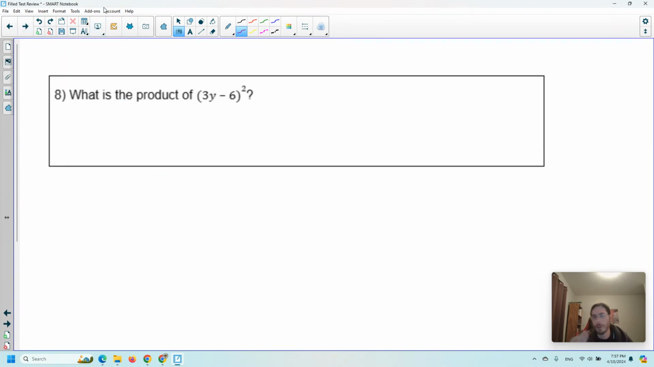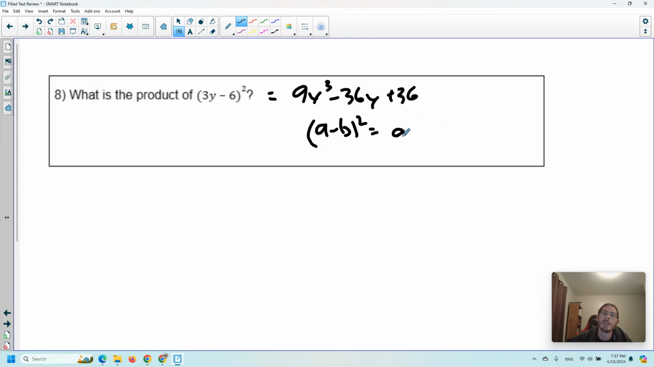All right, for number 8, we have to find the product. So again, we're multiplying. The intent here is if you remember the special multiplying rules, you can just write down the answer. You square the first one, then it's going to be 3 times 2 is 6, times another 6 is 36, and then 6 squared is 36. So you can just jump right to the answer if you remembered that (a minus b) squared is equal to a squared minus 2ab plus b squared.